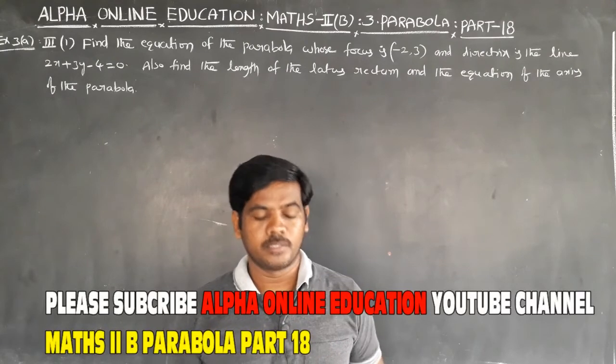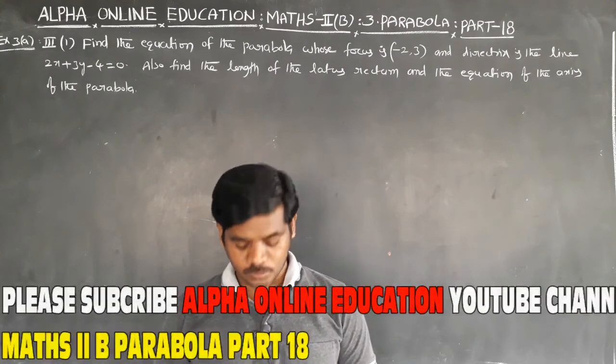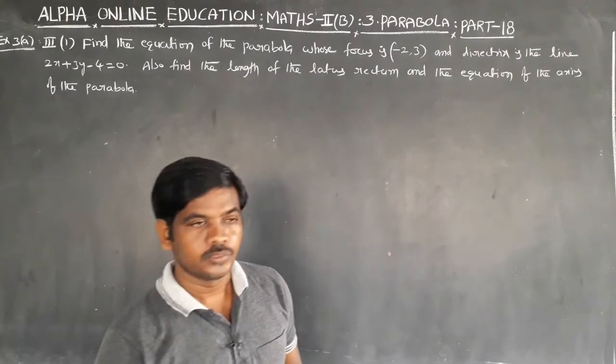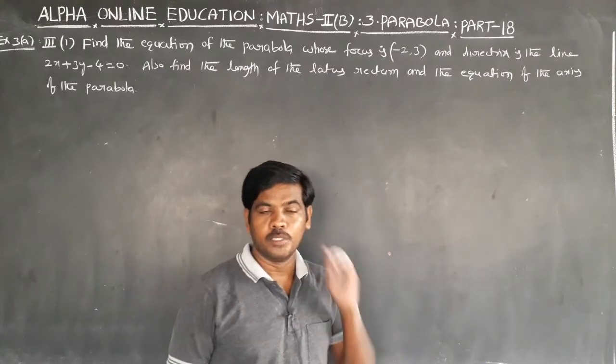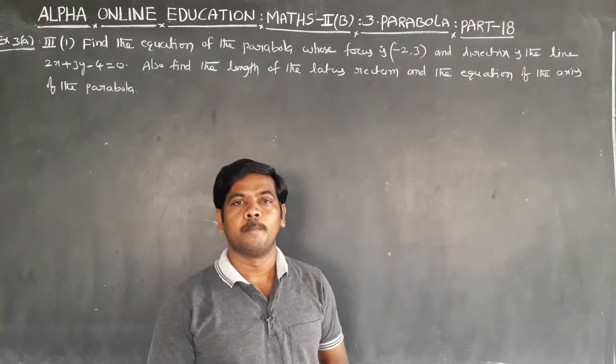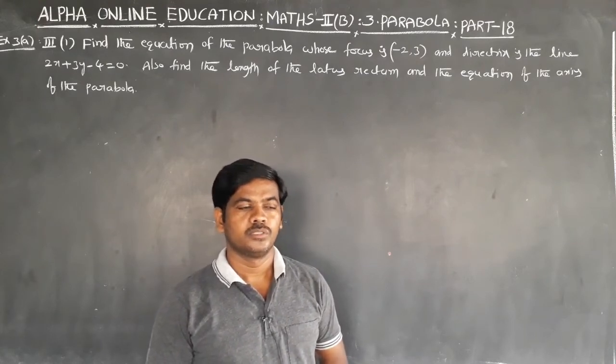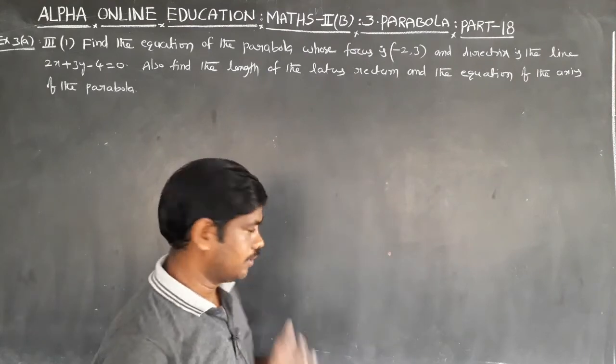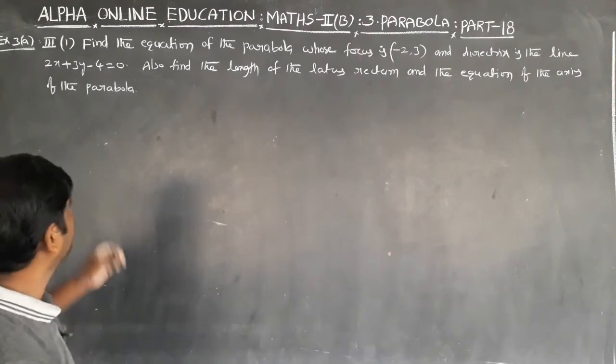One most important problem, 7 marks question. Mathematics 2B, third chapter, parabola, exercise 3A, third bit, first problem, most important problem.